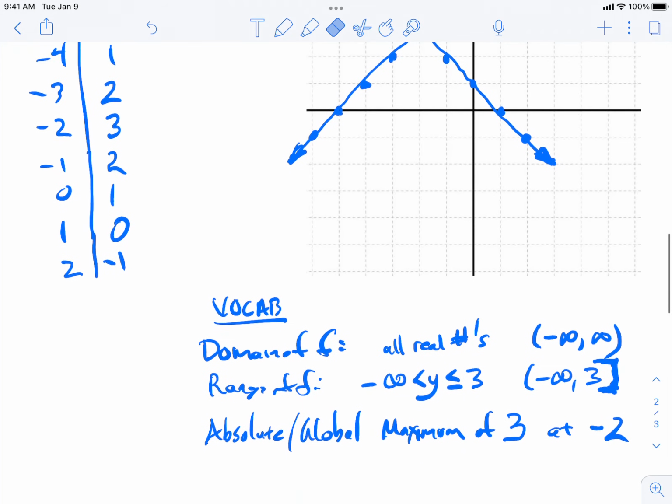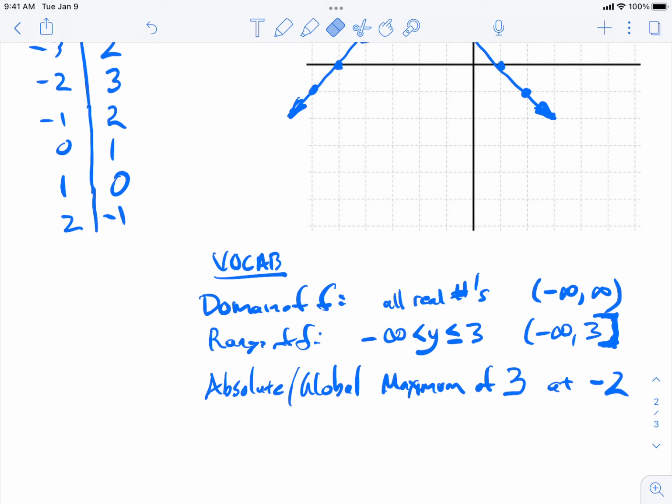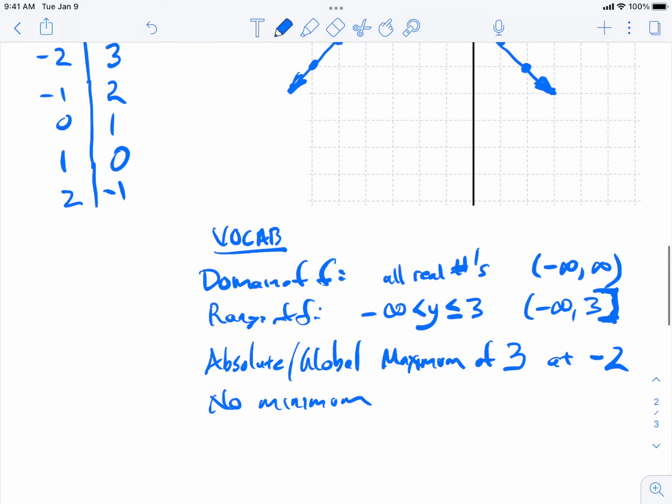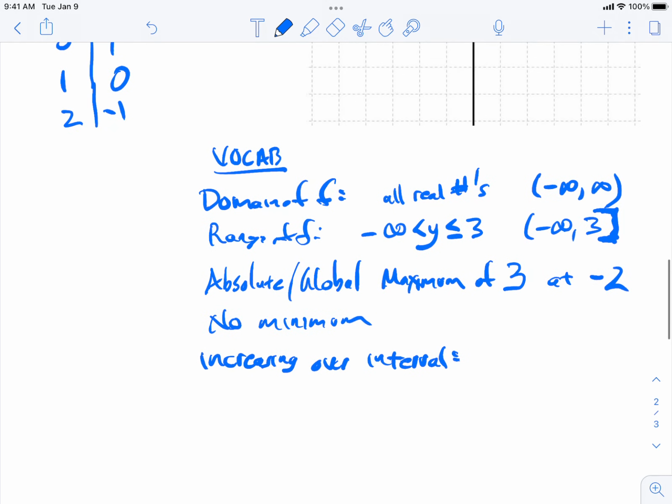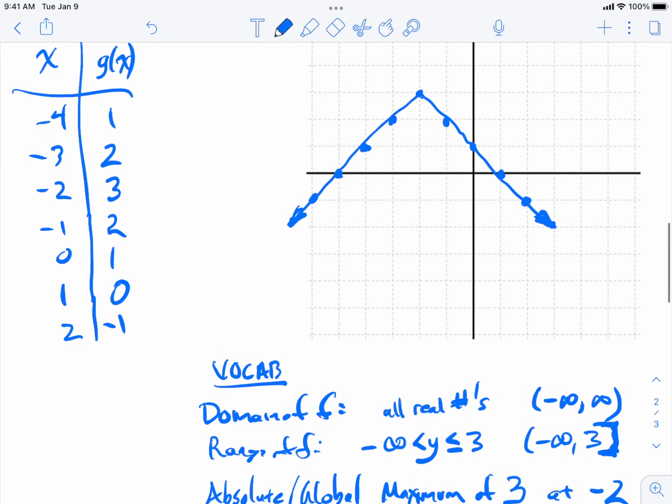What else we got? Notice we don't have any minimum this time. It goes down forever, so I guess we could just say no minimum. Remember that increasing thing? This one goes up and it goes down. So we could say it's increasing over the interval, and we'll state it in a second. There's also a spot where it's, or an area or a range where it's decreasing over, or there's an interval, if I want to speak correctly. There's an interval over which it's decreasing.